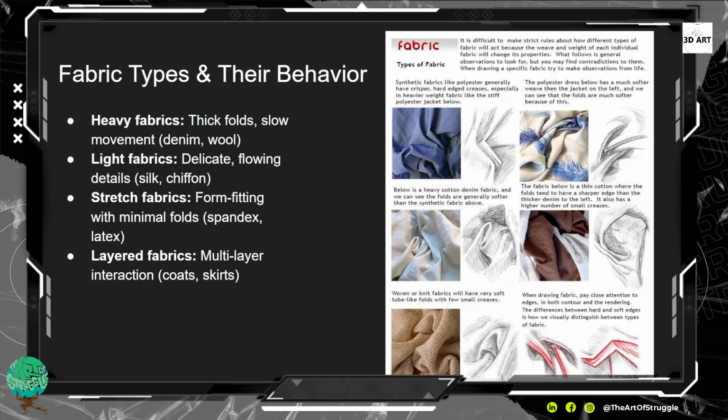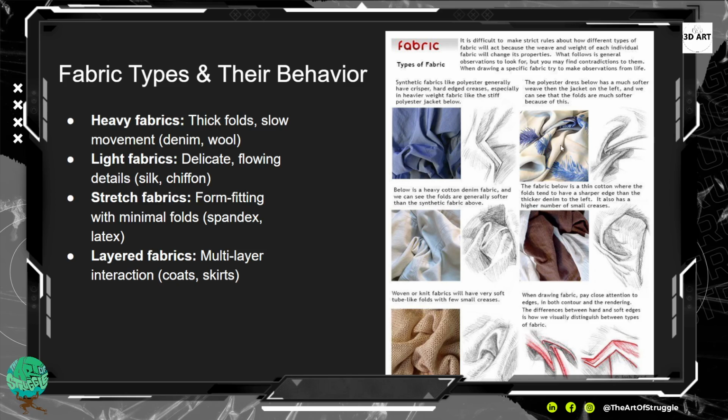We also have layered fabrics, multi-layer like coats, skirts, and different things like that, and they all react differently. Synthetic fabrics like polyester generally have crisper, hard-edged creases, especially in heavier weight fabrics like the stiff polyester jacket below. The polyester dress below has a much softer weave than the jacket on the left, and we can see that the folds are much softer because of this. You can see how sharp these are, whereas these are soft. It's hard to get a sharp edge when it's not very stiff.